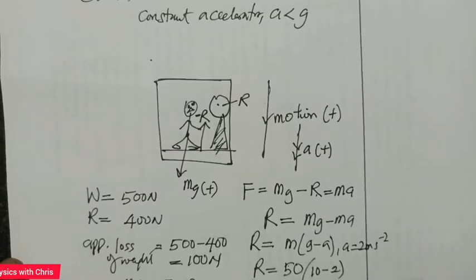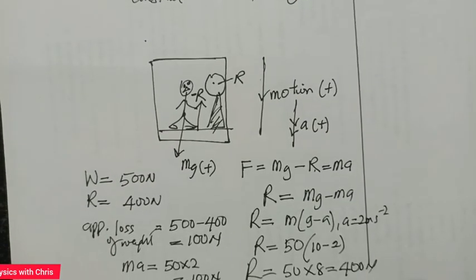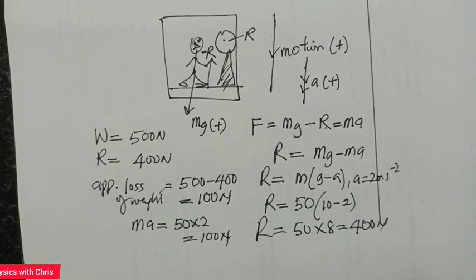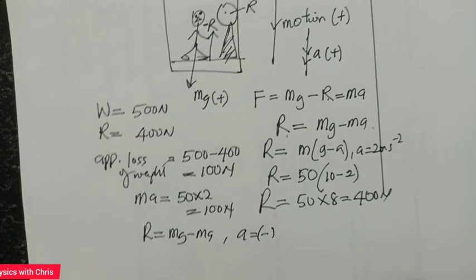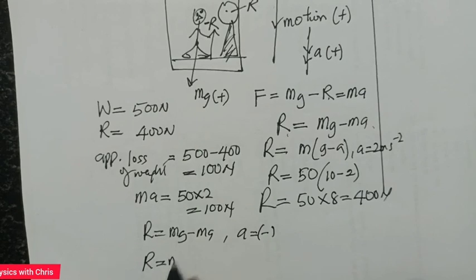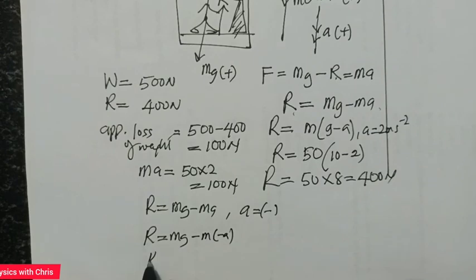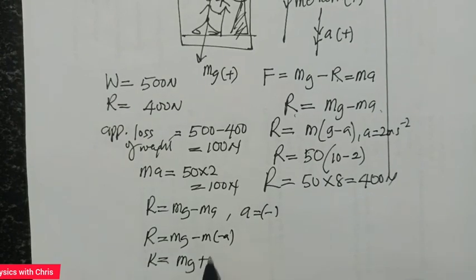Maybe if the boy is close to the last floor, the lift must slow down so that this boy can alight from the lift system, from the elevator. In this case, the lift must decelerate. So from the same equation, R equals mg minus ma, now I'll take a as negative, that is, negative acceleration. That means the reading becomes mg minus m into minus a. That gives me R equals mg plus ma.